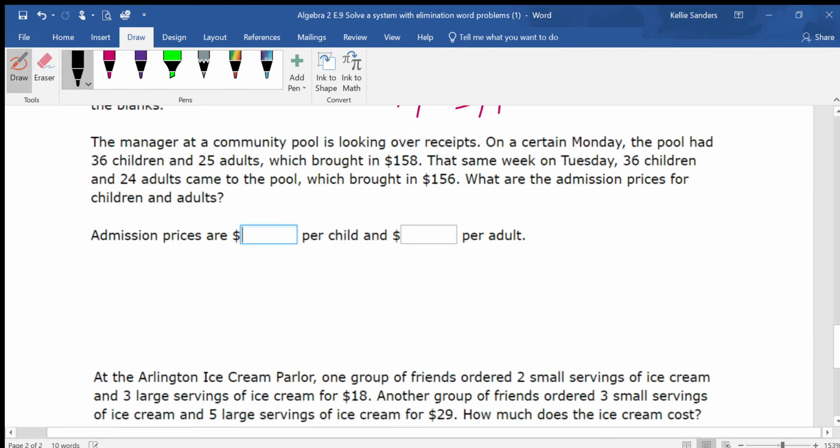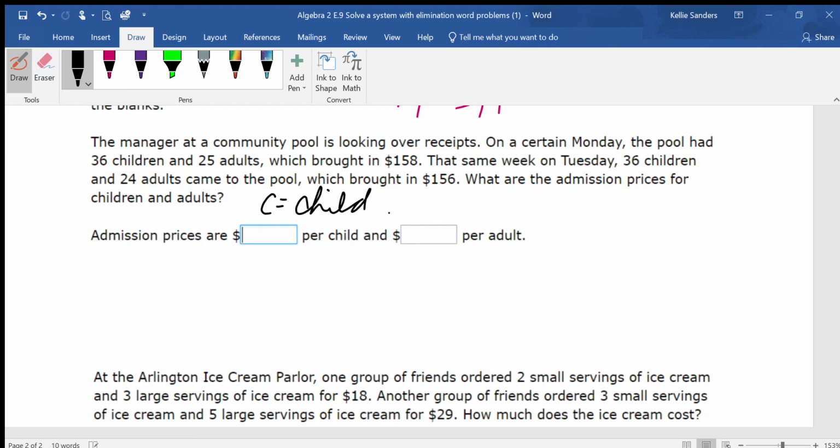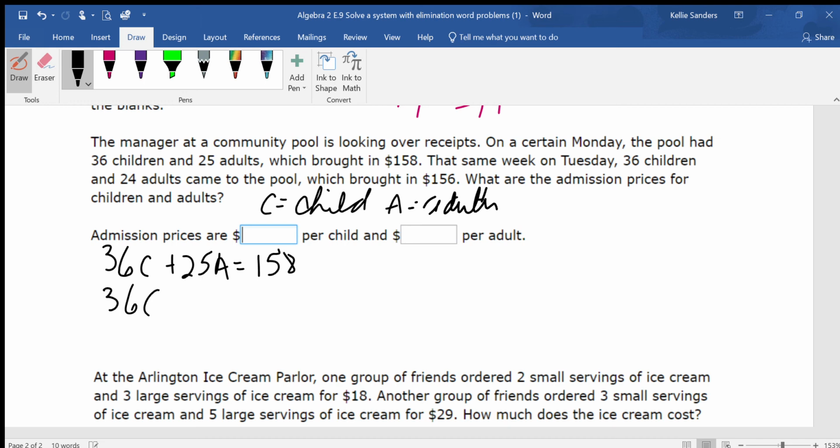Mandatory community service is looking over receipts. So we have C for children, A for adults. So 36 children, 25 adults is $158. 36 children plus 24 adults is $156.